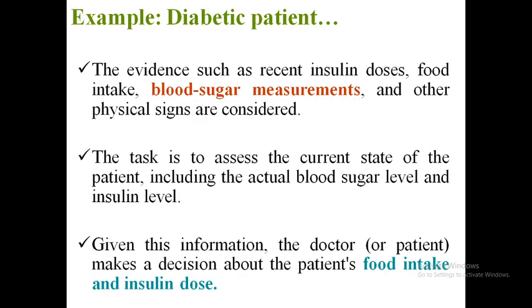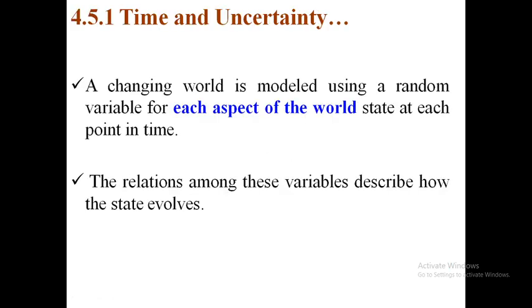Now, this is the example given by the author in your textbook: a diabetic patient. Who is a diabetic patient? Someone who needs some insulin every day in order to keep his sugar level in control. But is it by taking insulin only that he is able to control it? No. It is based upon his food intake, his thinking, his strain, and what happened to him today.